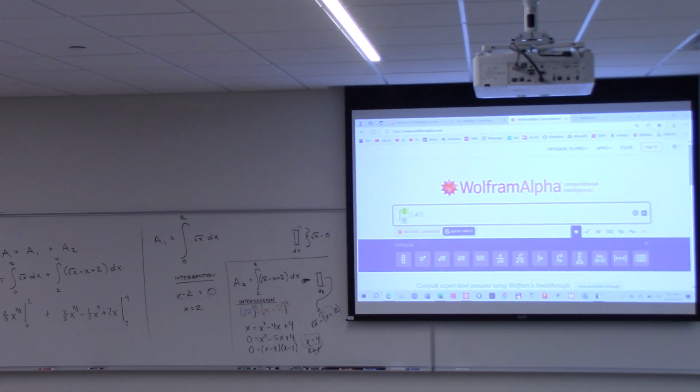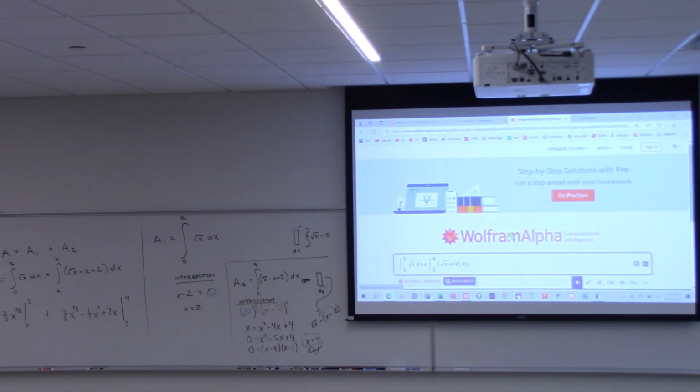Right, it's 0 to 2. And then here, square root of x. And then next to it, I'm going to put plus, and then I'm going to do another integral. And this one's going to go from 2 to 4. And this one is, I'll do parentheses. Let's do square root of x minus x plus 2? Yes. Minus x plus 2, close parentheses. Make sure that that didn't go under the root. Yeah, okay. With respect to x.